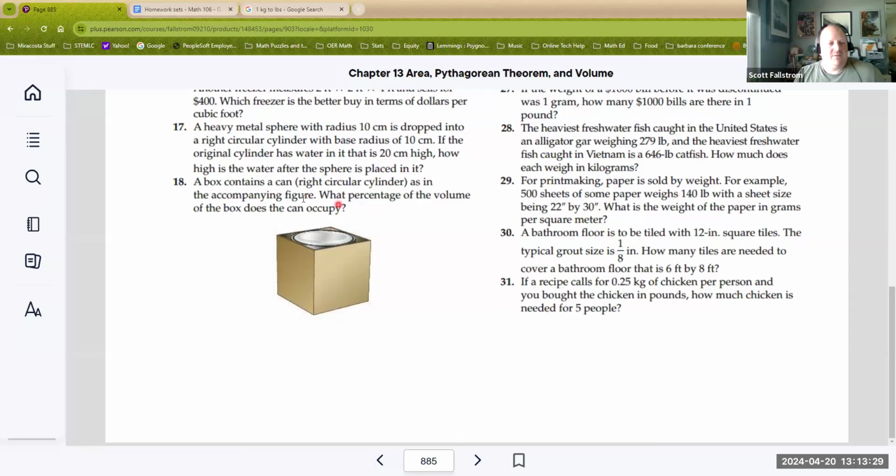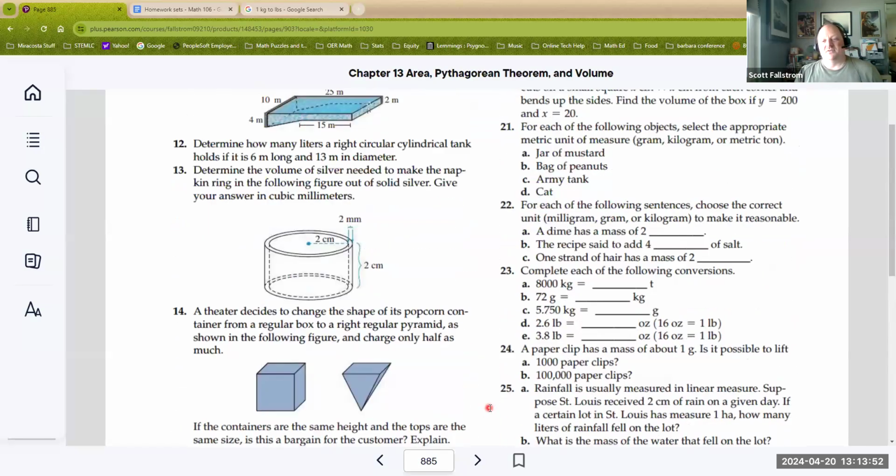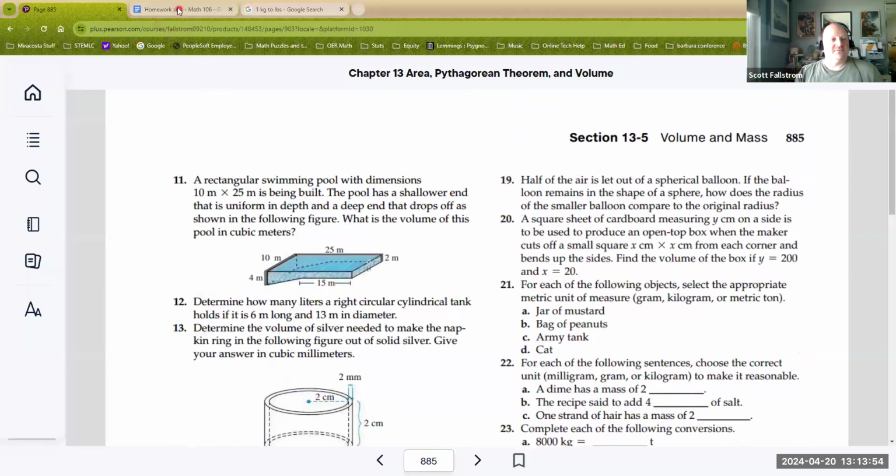There we go. A box contains a can. What percentage of the volume of the box does the can occupy? Huge hint. Turn this sideways and it looks like a circle inside of a square. And if you do something along those lines, you might be able to find that because the height of these is the same. So it turns out to be a very similar question to what we did earlier with squares inside of circles and circles inside of squares.